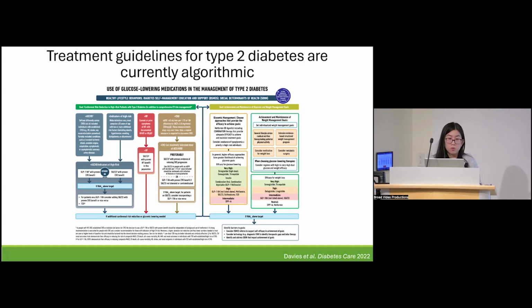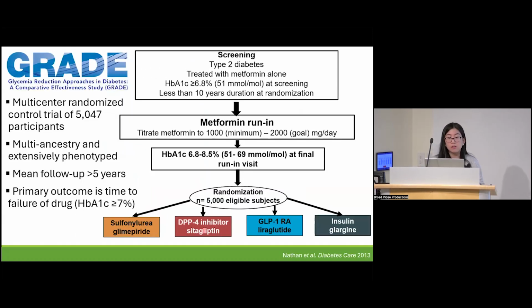Our group is currently leveraging the well-phenotyped data in clinical trials to understand this. We have completed a pharmacogenetic GWAS in the GRADE clinical trial, which is a multi-center randomized controlled trial of over 5,000 individuals who were randomized to one of 4 glucose-lowering medications on top of metformin.